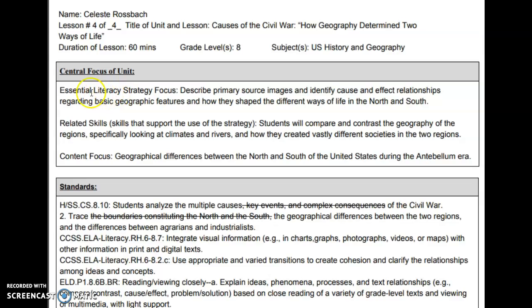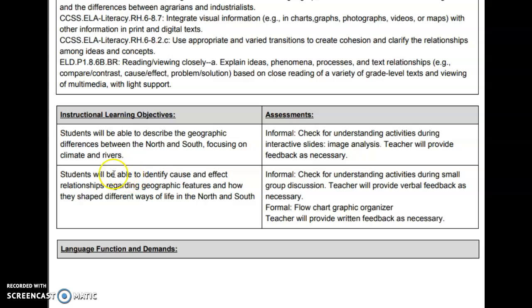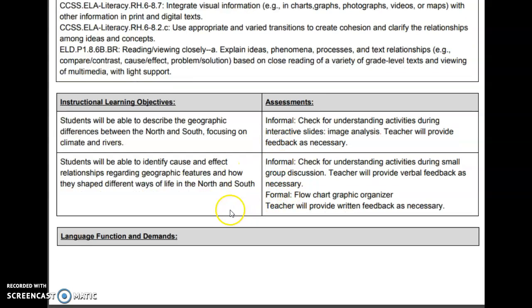So this is pulled from the standards, like I said. And here are all the standards. And like I mentioned earlier, you have to cross out what you're not going to use. And here are the NCSS, Common Core, the ELD standards. Instruction: students will be, that's typically the language that we have to use. Students will be able to describe. Students will be able to identify. Those are the key words that I was mentioning. And then the assessments, informal, formal assessments.